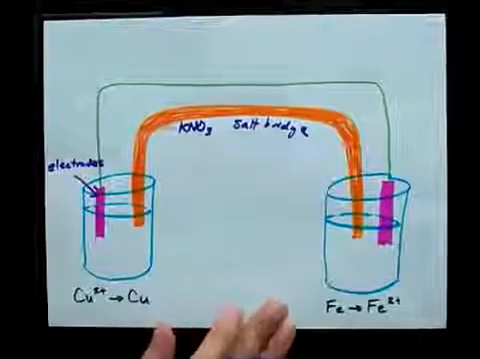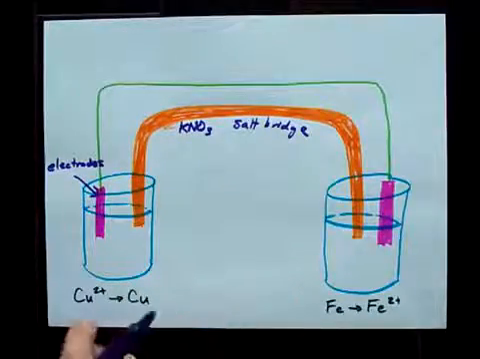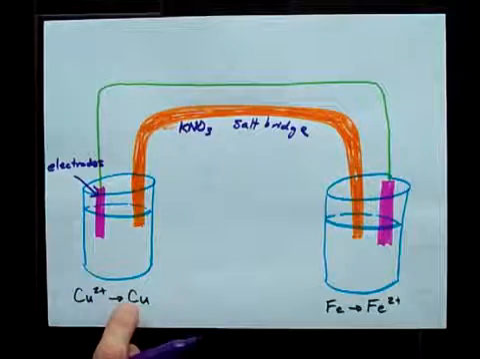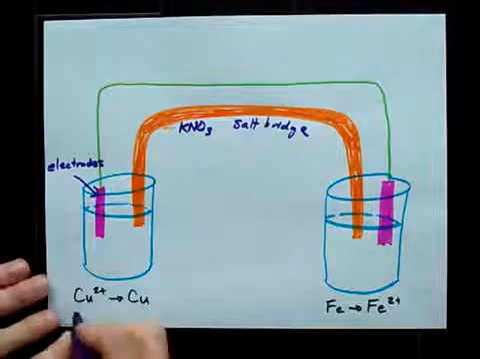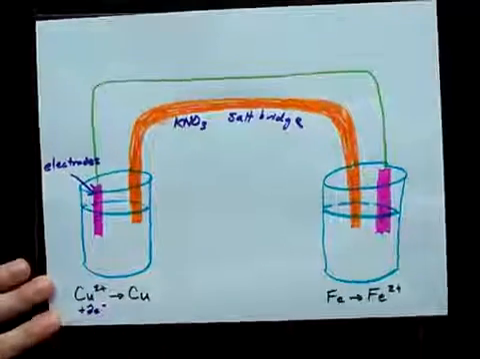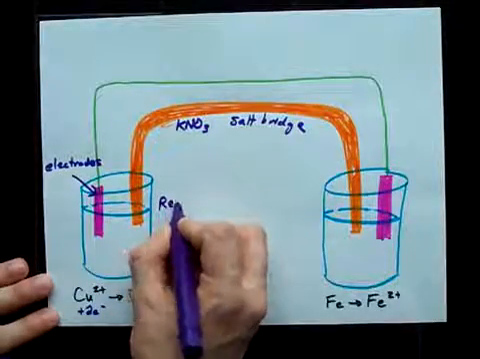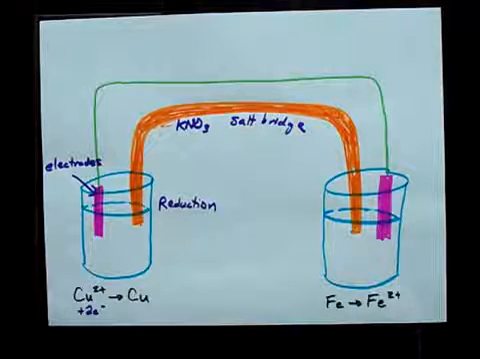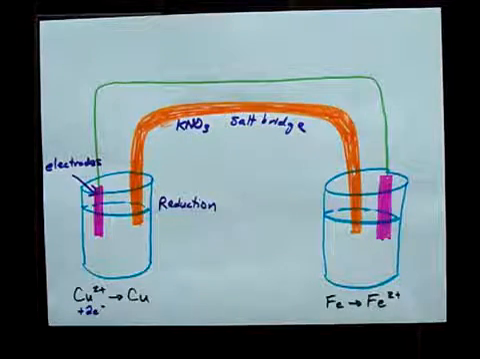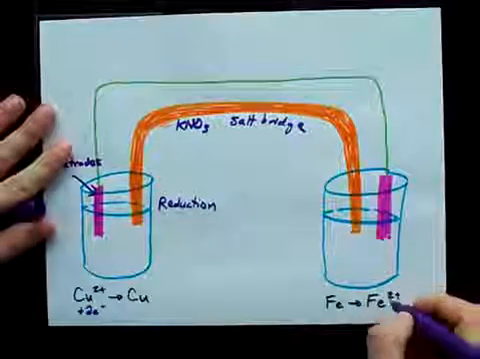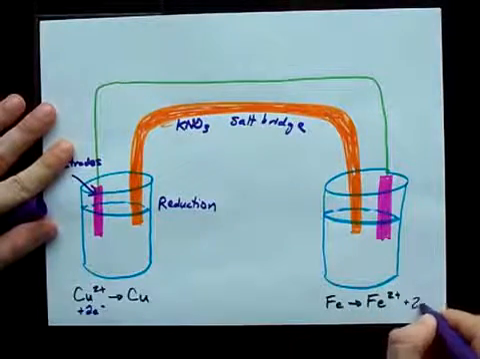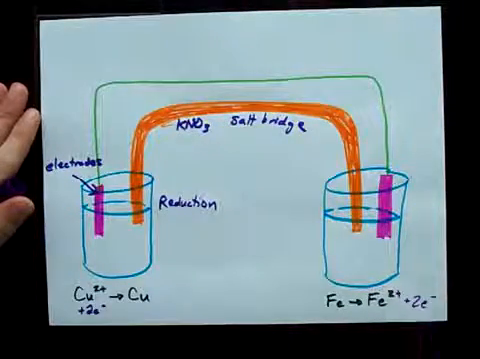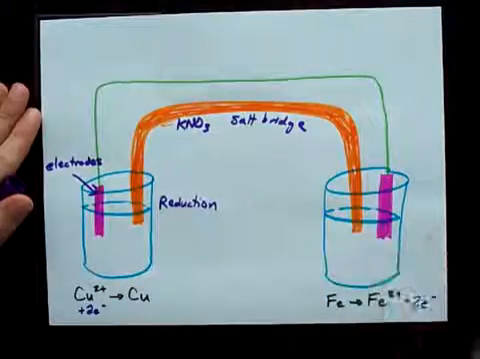So, what's actually happening in each beaker? Well, the way that I've set this up, I've got copper 2 becoming copper. That copper 2 is gaining electrons. So this side represents a reduction. Reduction is a gain of electrons. This iron is becoming iron 2 plus. Well, where are the other two electrons going? Well, they're gone. That iron lost the two electrons, was left with a positive charge, and those electrons are now just somewhere else.